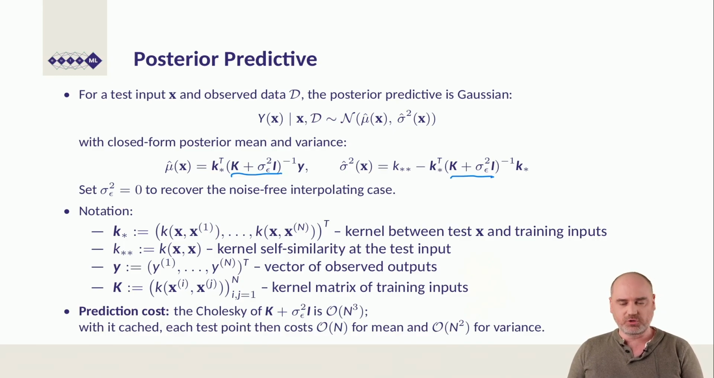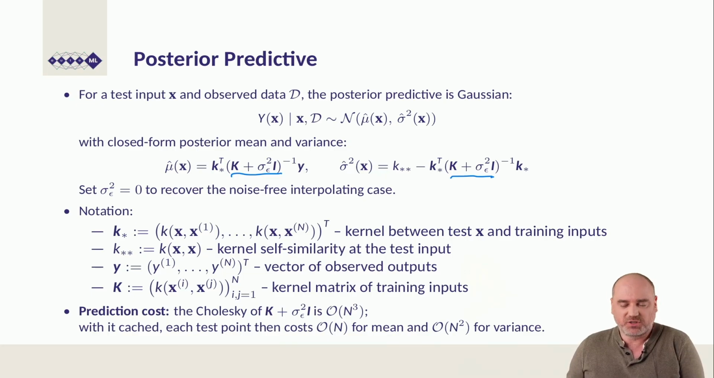We can do a Cholesky decomposition for this symmetric matrix, and the cost of that is pretty much n cubed. If we have the Cholesky decomposition of our kernel matrix, we can cache that if we want to predict on multiple test points. So we have to do this once for multiple test points.